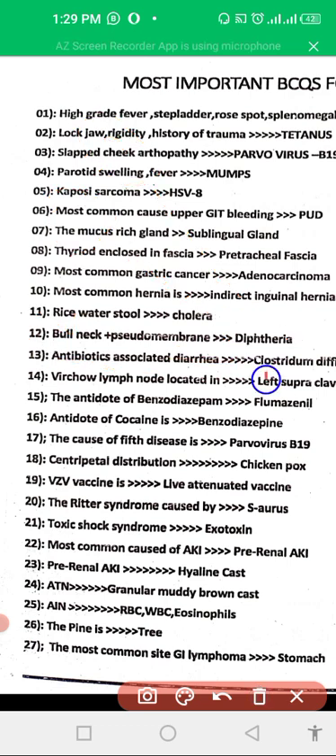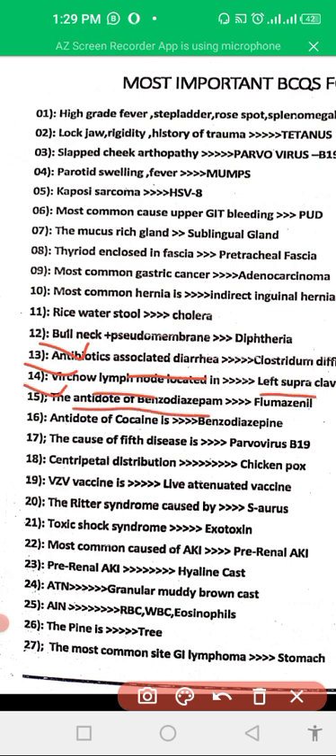And Clostridium difficile mnemonic, आप किस तरह से याद करोगे? ABCD, ठीक. C for Clostridium, D for diphtheria, and B for bull neck appearance. और इस तरह से आप इसको याद कर सकते हो mnemonic. उसके अलावा एंटीबायोटिक एसोसिएटेड डायरिया, क्लोस्ट्रीडियम डिफिसिल, विरकोव नोड आर फॉर लेफ्ट सुप्राक्लेविकुलर नोड.